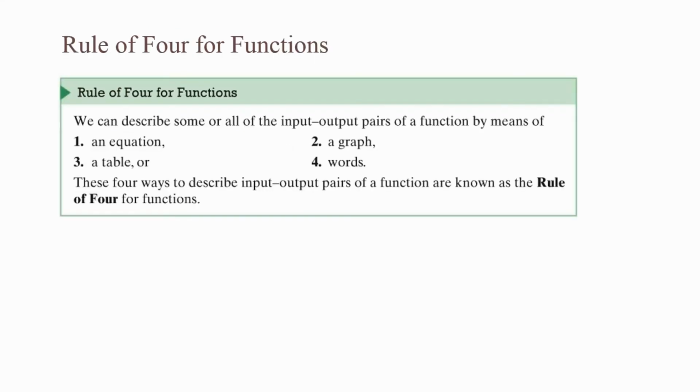Rule of 4 for functions. We can describe some or all of the input-output pairs of a function by means of 1. An equation, 2. A graph, 3. A table, or 4. Words. These 4 ways to describe input-output pairs of a function are known as the rule of 4 for functions.